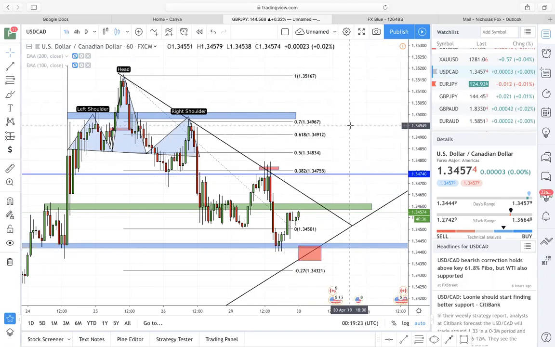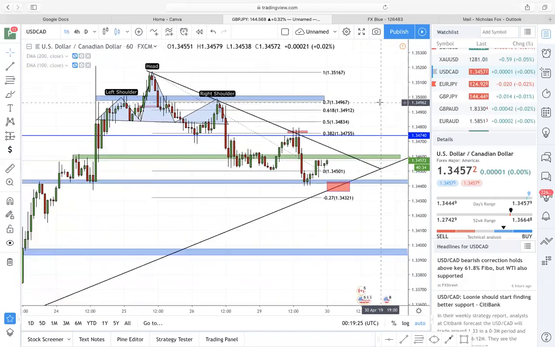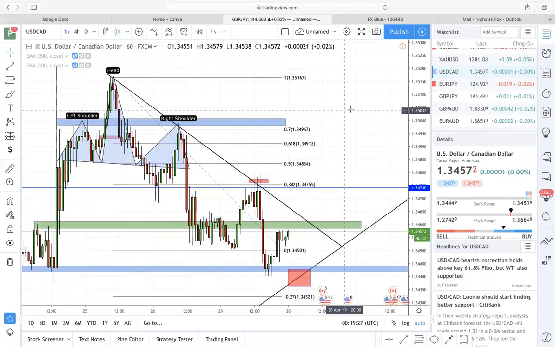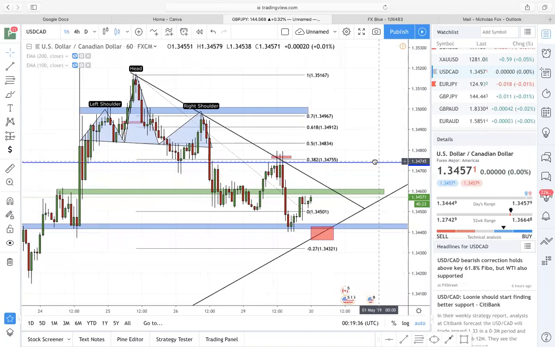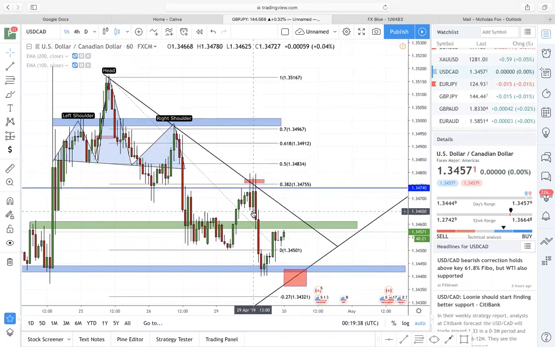Getting back to business, this was the first trade I took this morning, around 8 a.m. Eastern Standard Time, on the pair USD Canadian dollar. It was actually right here.